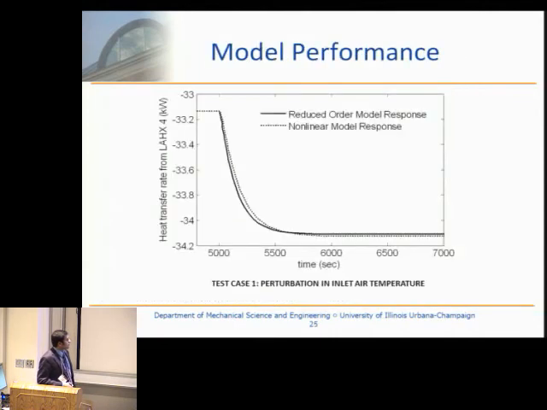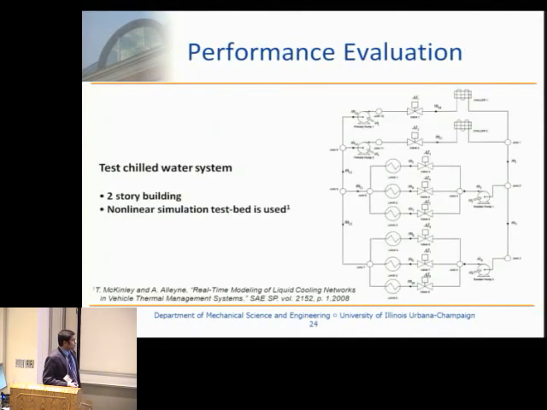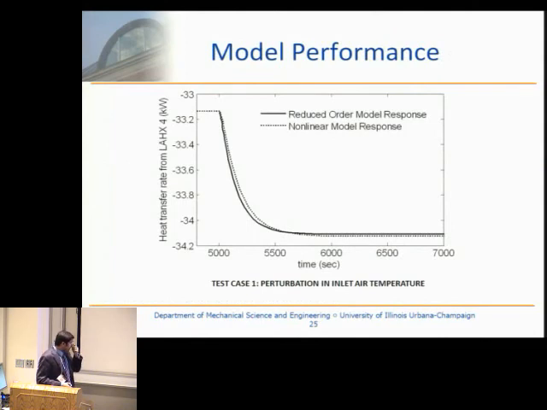We have a nonlinear model of this system, and this is mentioned in this paper. We validate our linear, reduced order modeling approach against that nonlinear model, and these are the results. This is test case 1, where we perturb the inlet air temperature in the heat exchanger, and we see that there is very good correlation both at the steady state and the transients.